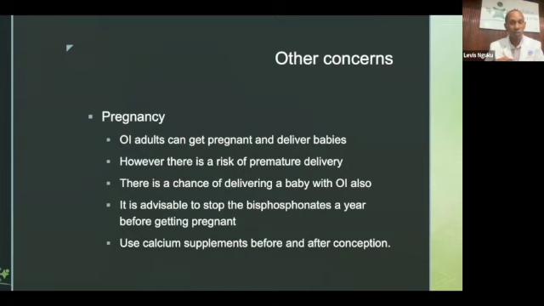If one is planning to get pregnant, then it's advisable to stop the medication before getting pregnant, about a year before. And then even during the period of the pregnancy, it is important to use calcium supplements before and even after the conception.